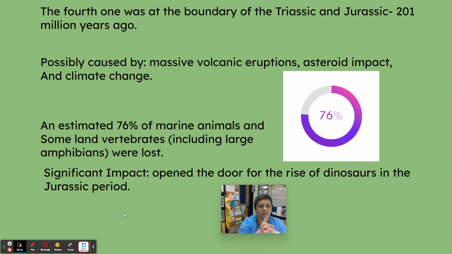This says we lost 76% of marine animals and some land vertebrates. We used to have giant amphibians. I hope that you guys see those in the game that you play today. I saw them when I played the game, but it probably depends on what you pick. But the giant land amphibians were lost. We have little amphibians like salamanders and frogs, but they're pretty cool. And then the significant impact is that this opened the door for dinosaurs to take over and have their big heyday.